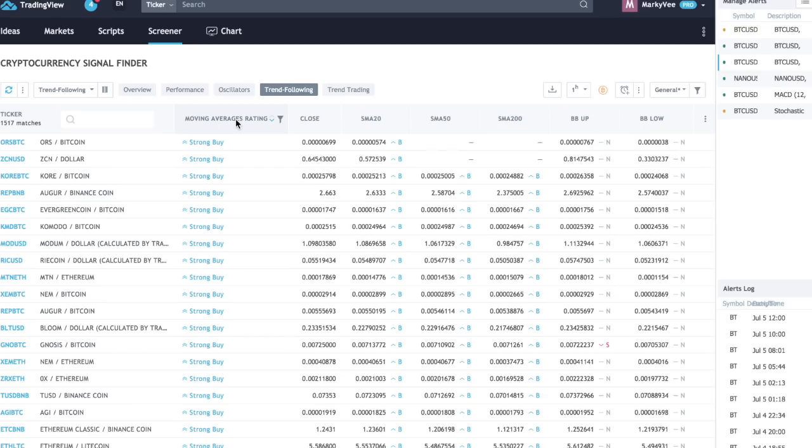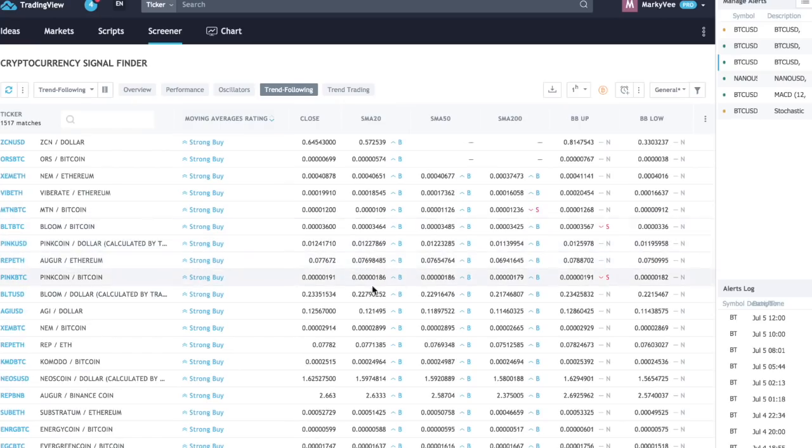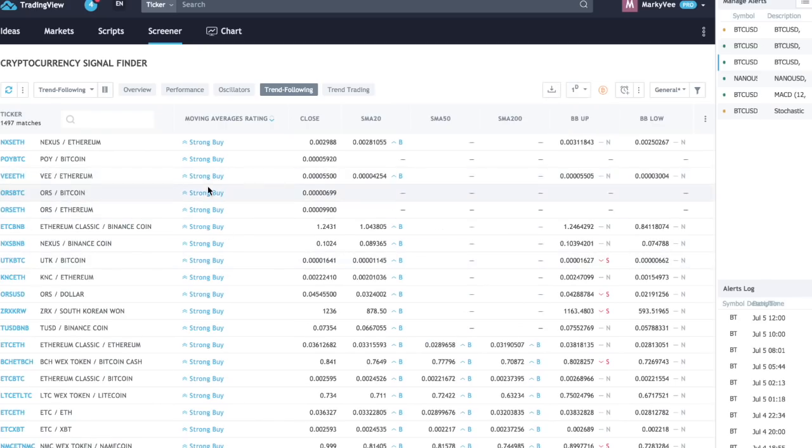And this would be a place that you could start, if you don't know anything about TA and you just want to see how indicators would line up on a particular coin. You could start here and see how things are going. So these would theoretically be strong buy signals based upon the moving averages. And you can change the time frame up in here. So let's just go to 1 day and see if anything changes. It does change up a little bit.